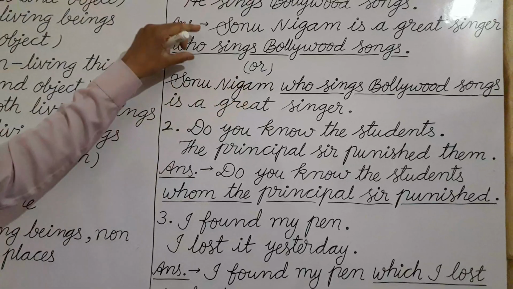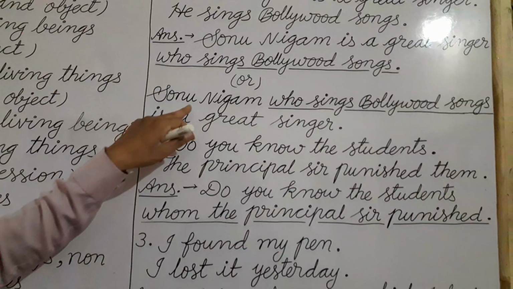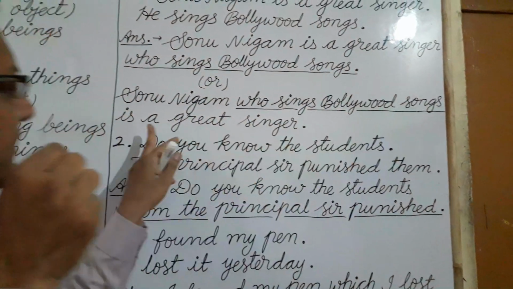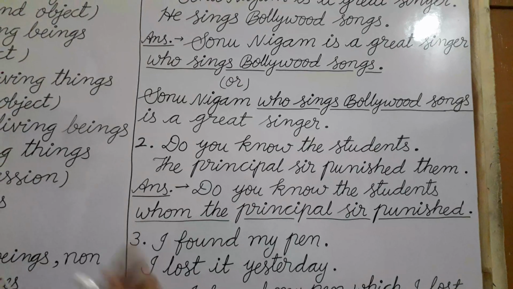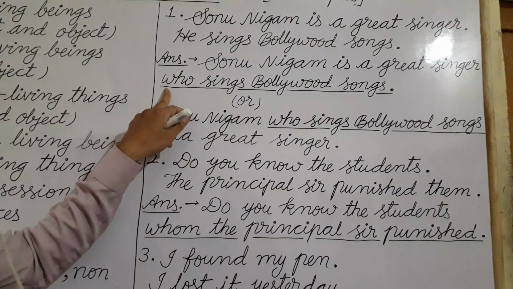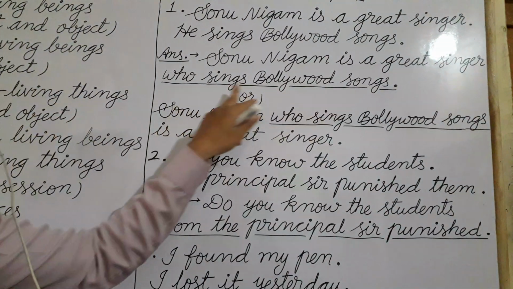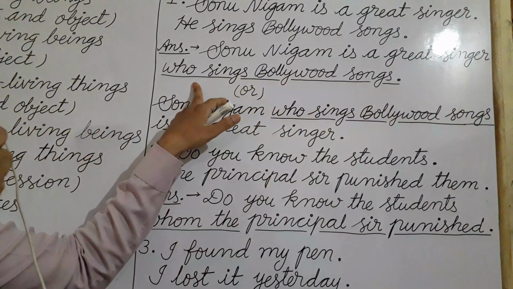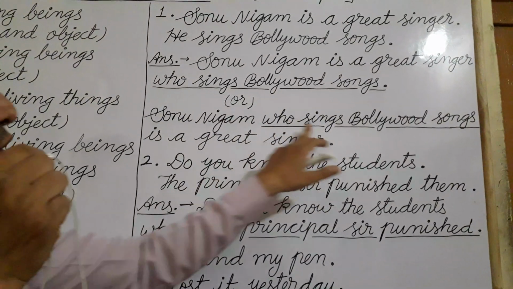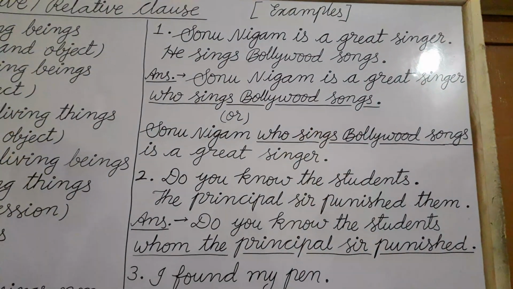This sentence can also be made by another method: Sonu Nigam, who sings Bollywood songs, is a great singer. The underlined portion, as you can see, from who to songs, who sings Bollywood songs, this portion is the adjective clause.